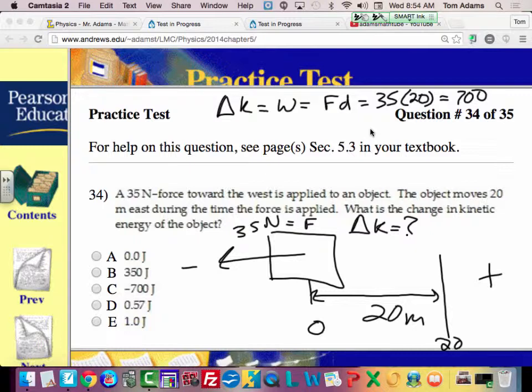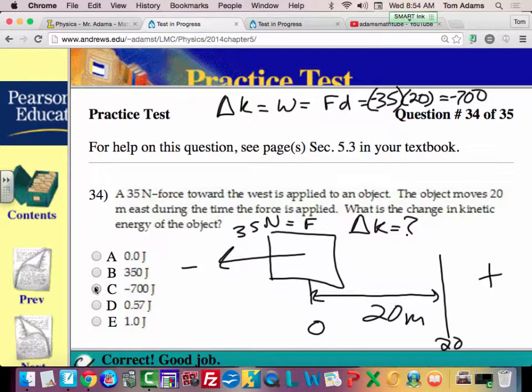Does that make sense? So I like to think of it like this: negative 35 times 20, which would give me a negative 700 joules. Not too shabby.